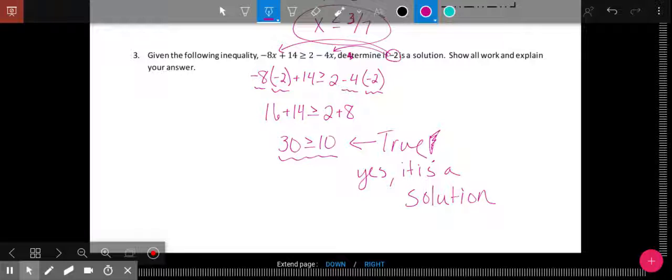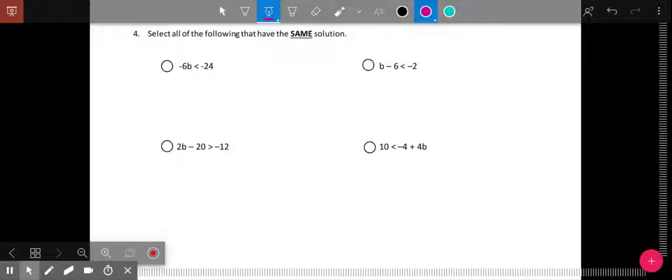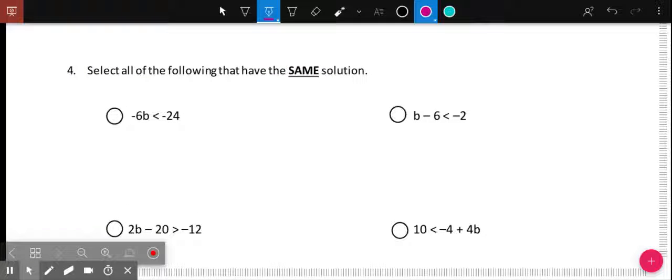All right, flip your page over to the back. We've got one more problem. So it says 4, select all the following that have the same solution. So we need to solve these and figure out which ones have the same solution. So the first one you're given is negative 6b is less than negative 24.